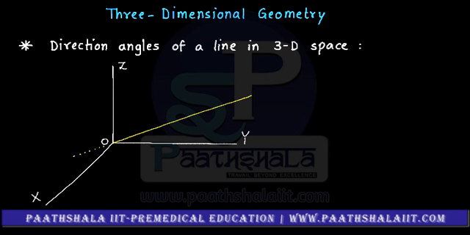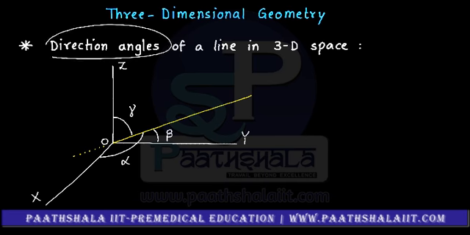Now if we measure the angle that the line makes with positive x-axis, we call that angle alpha. Then the angle made by the line with positive y-axis, we call it beta, and the angle made by the line with z-axis we call gamma. So these three angles are called the direction angles of the line. Basically these angles tell us how inclined that line is with respect to the three coordinate axes, right?